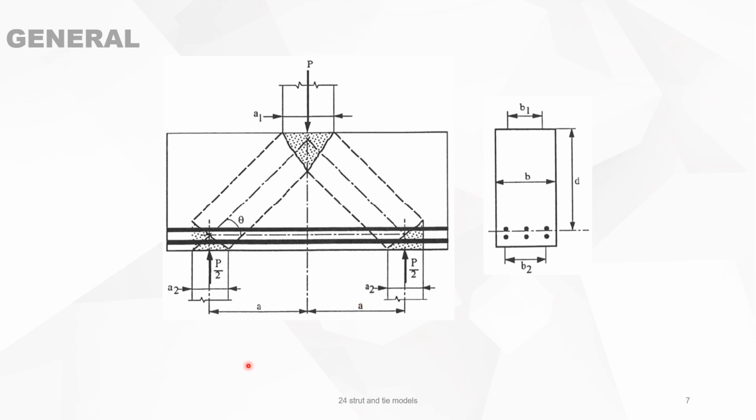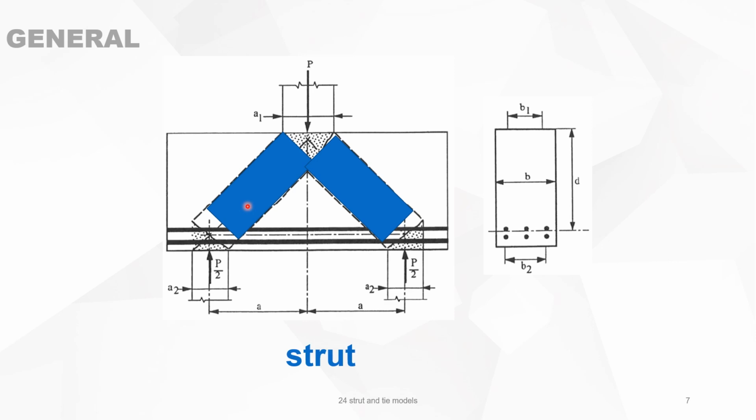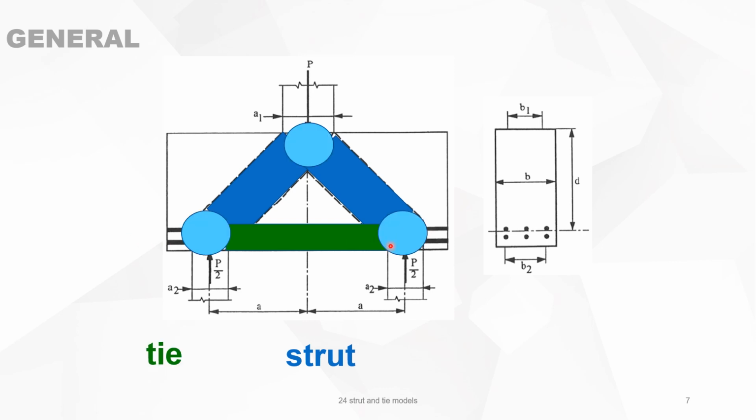First, some general definitions. When you have a foundation block loaded by a column or a force P, and the reaction is taken by 2 piles on the left and the right. This zone, the blue zone, is the compression strut. It's a strut. The tension zone on the bottom is the tie between the 2 struts. And where the strut and the tie is coming together, we have a node.